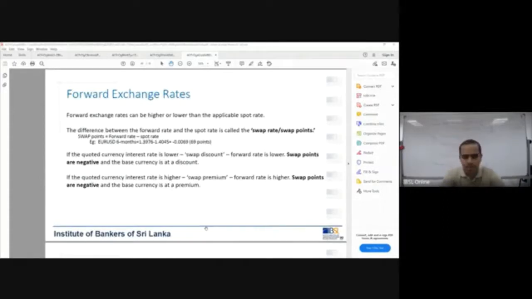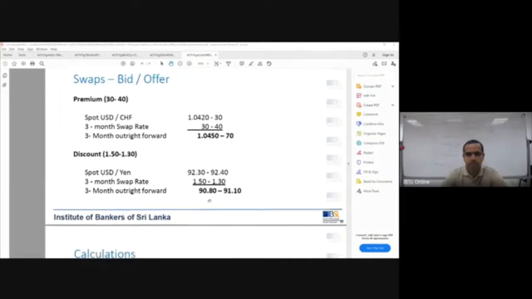Forward exchange rates can be higher or lower than the applicable spot rate. The difference between them is called the swap point. Okay, so this is what we discussed just now. Now let's try these examples. You have been given the spot rate and the swap points, and you are asked to calculate the forward rate. Now these forward rates are called outright forward rates.